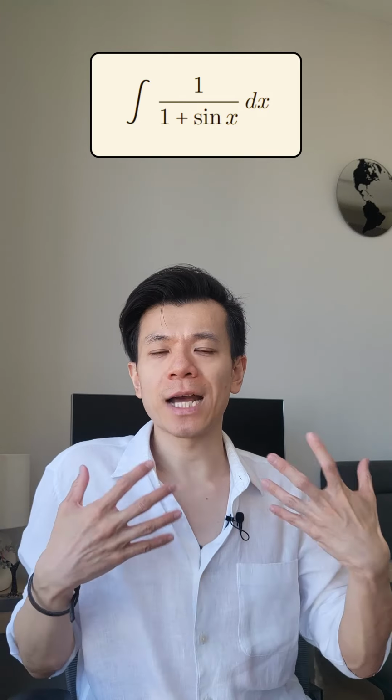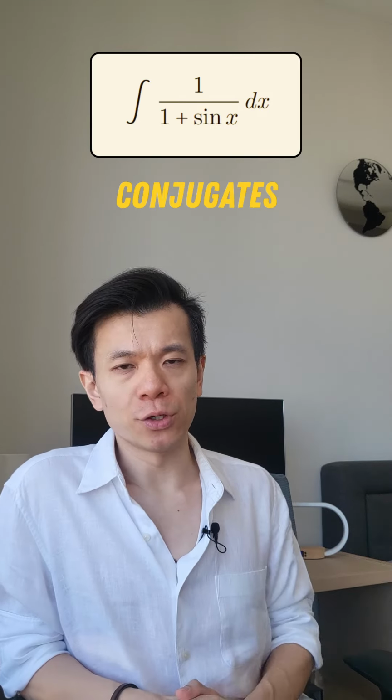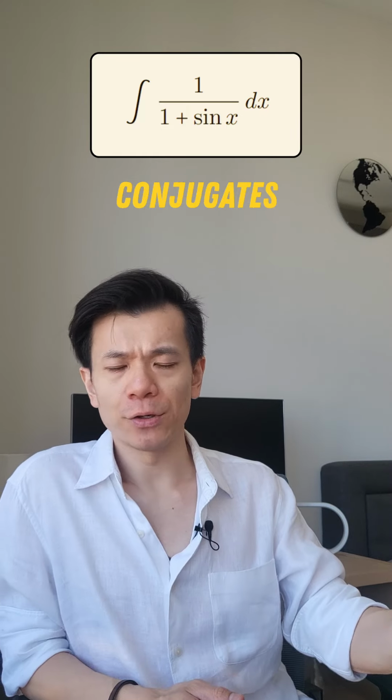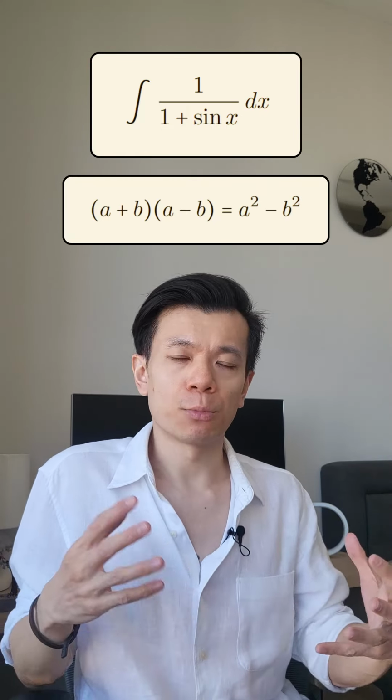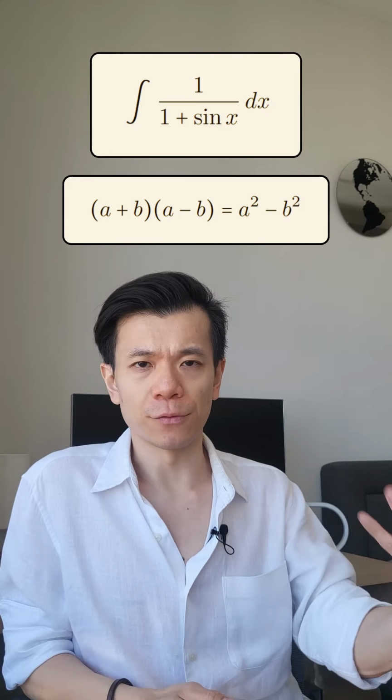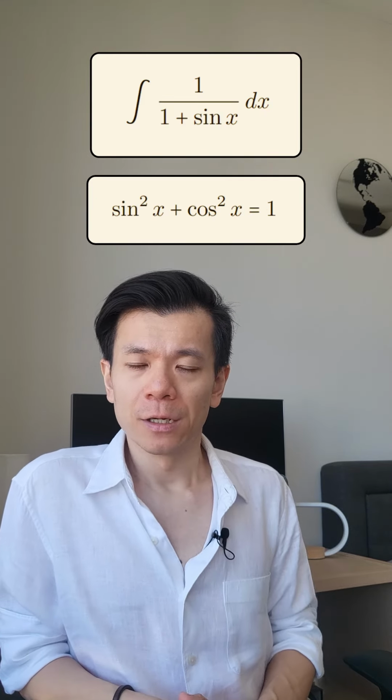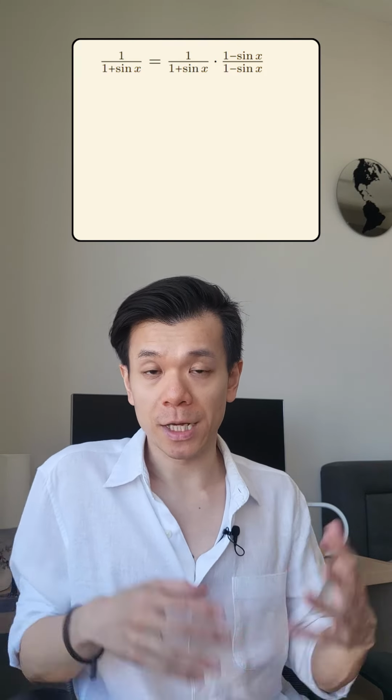We actually used conjugates. The nice thing about conjugates is that when you multiply an expression by its conjugate, you can do so quite easily using the difference of squares pattern. Furthermore, you get perfect squares, which will be very nice for trig functions because then we can employ the Pythagorean identities. So what we first do is we multiply the top and bottom of 1 over 1 plus sine x by the conjugate of 1 plus sine x, which is 1 minus sine x.